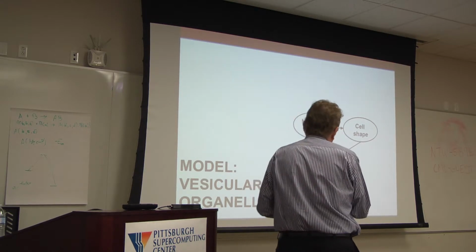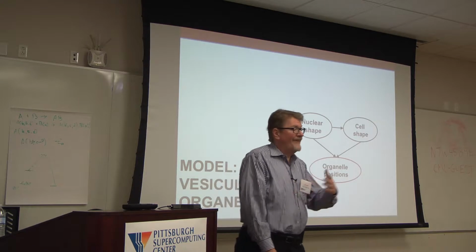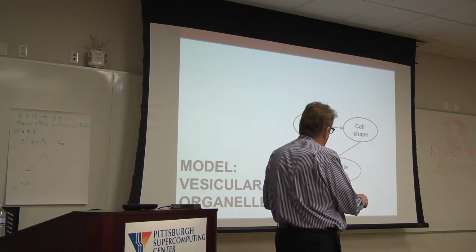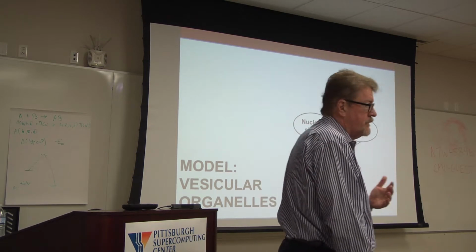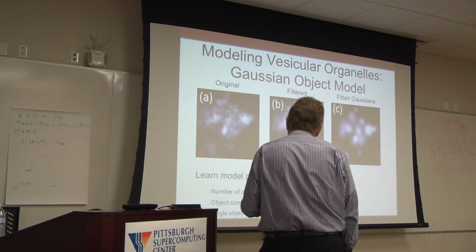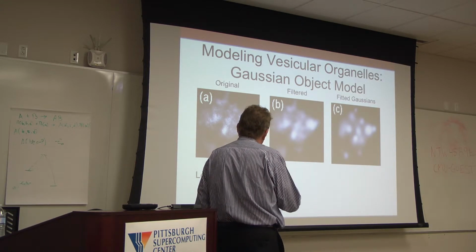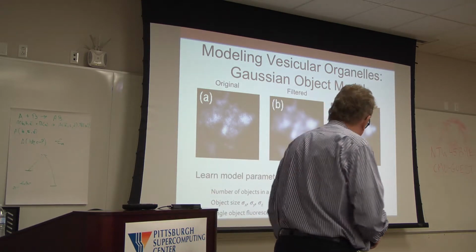So if I start out with a model of cell and nuclear shape, then basically everything else within the cell is going to be dependent upon that, including the positions of organelles, for example. Okay? And how do we try to model that? So here's an example of an image of a lysosomal stain, the lysosomal protein. It's a very noisy image.